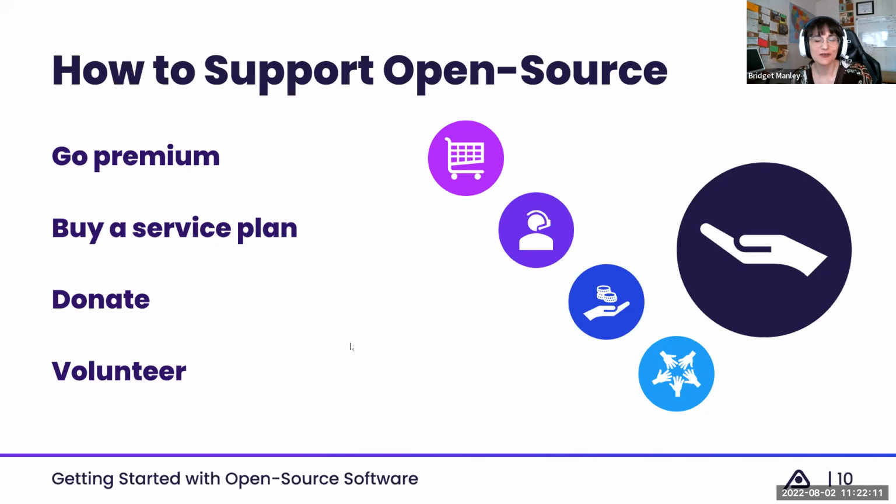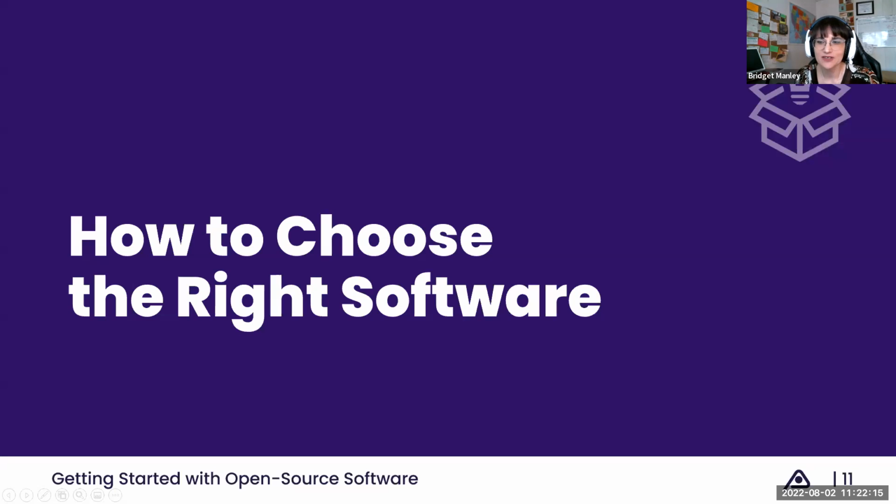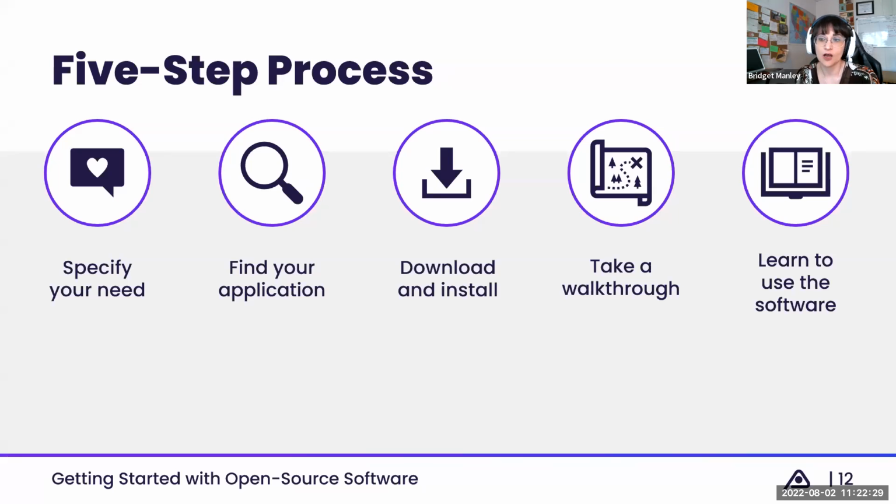Okay, well, let's go ahead and head to the next section here. In this next section, we're going to walk you through how to choose the right software for you. And this is a 5-step process, pretty simple and straightforward, but we'll go through each of the 5 steps individually. The process starts with identifying what your specific need is. Then it goes into finding the application, downloading and installing it, taking a walkthrough, kind of getting familiar with how it works, and then learning how to use it.